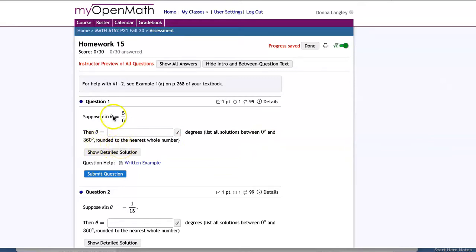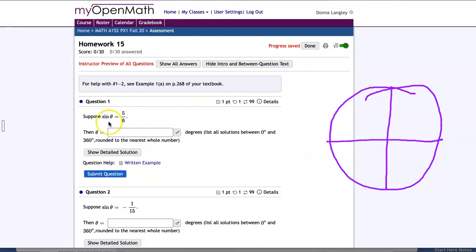Now notice we do not have arc sine. We have the regular sine function. So we're not limited to the range of the previous lesson, that is the range from negative 90 degrees to positive 90 degrees. Instead, we're going to be looking at the whole unit circle. Okay, so now remember that the sine value corresponds to the y value. So on the y-axis, this point right here at the very top has a y-coordinate of 1. So 5 over 6 is about right here.